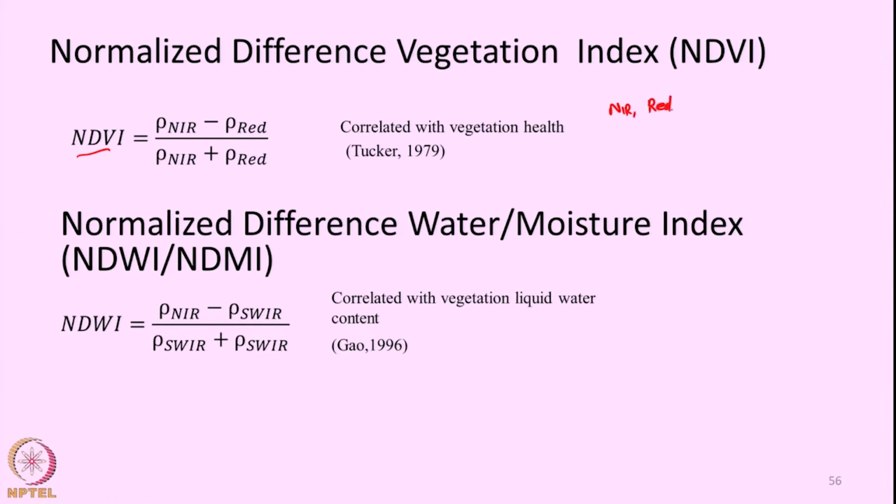So, the same two bands we used for creating the ratio spectral index. But instead of just creating a ratio of rho NIR by rho red, here we are devising a slightly different equation. On the numerator we have the difference in reflectance, NIR minus red, divided by NIR plus red. So, this is a slightly modified representation of the ratio index.